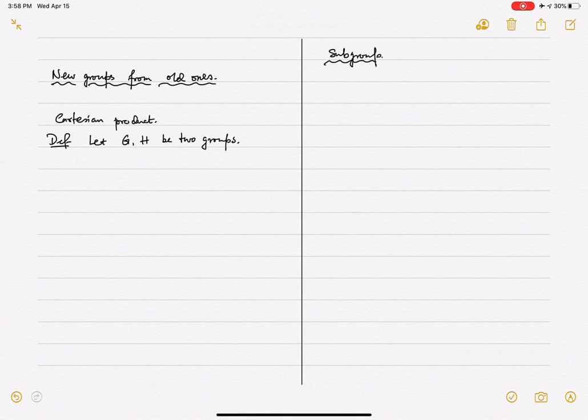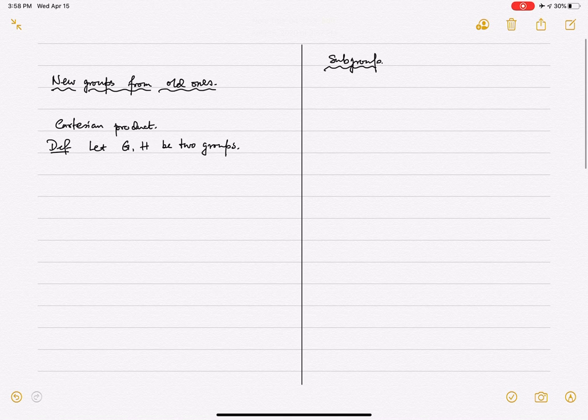So we want to talk about two procedures that produce new groups from old ones. One is to take Cartesian products of given groups, and the other one is to take a subgroup of a given group. So I want to talk about subgroups quite a bit. Let's go through the Cartesian product rather quickly. This is a simple thing.